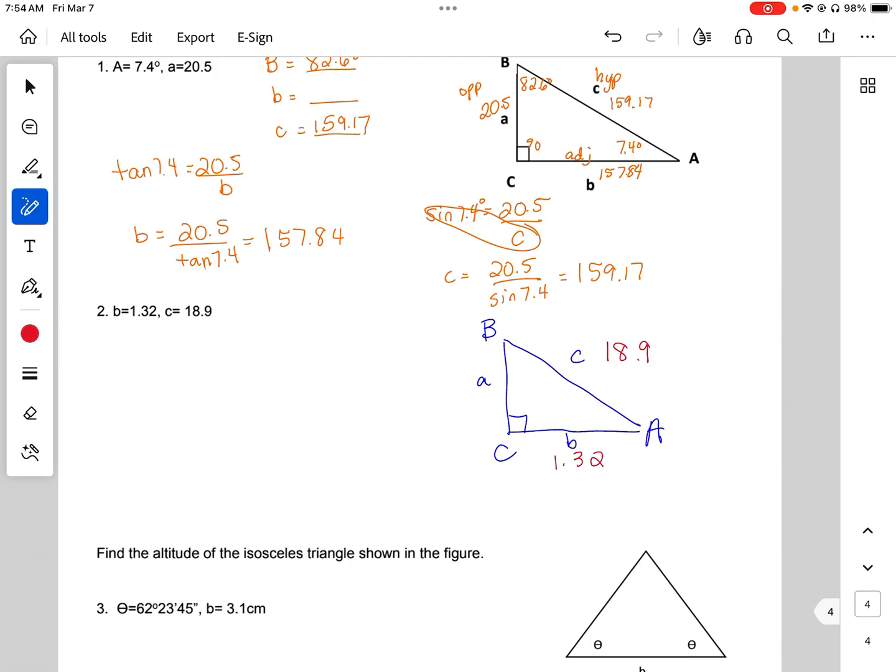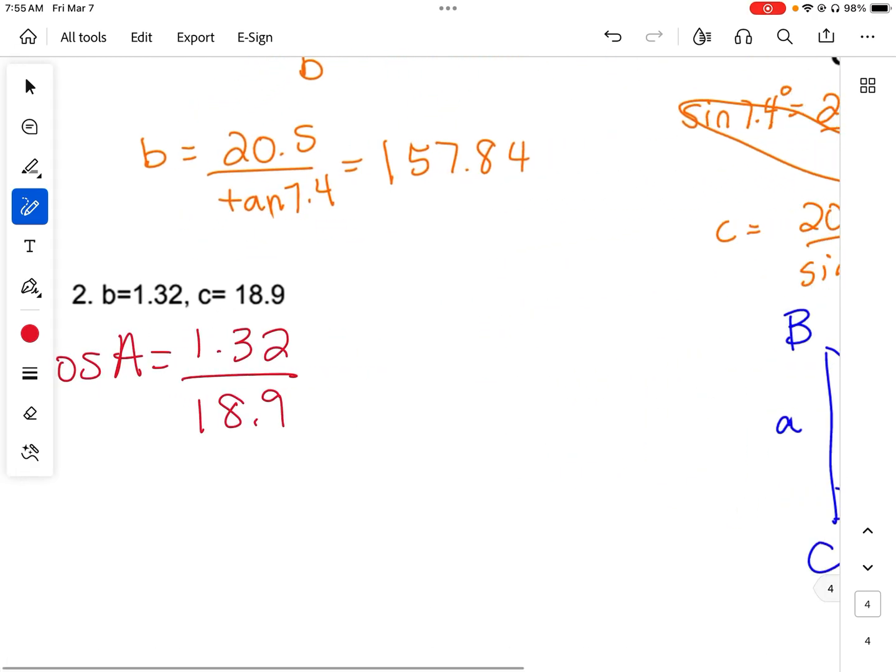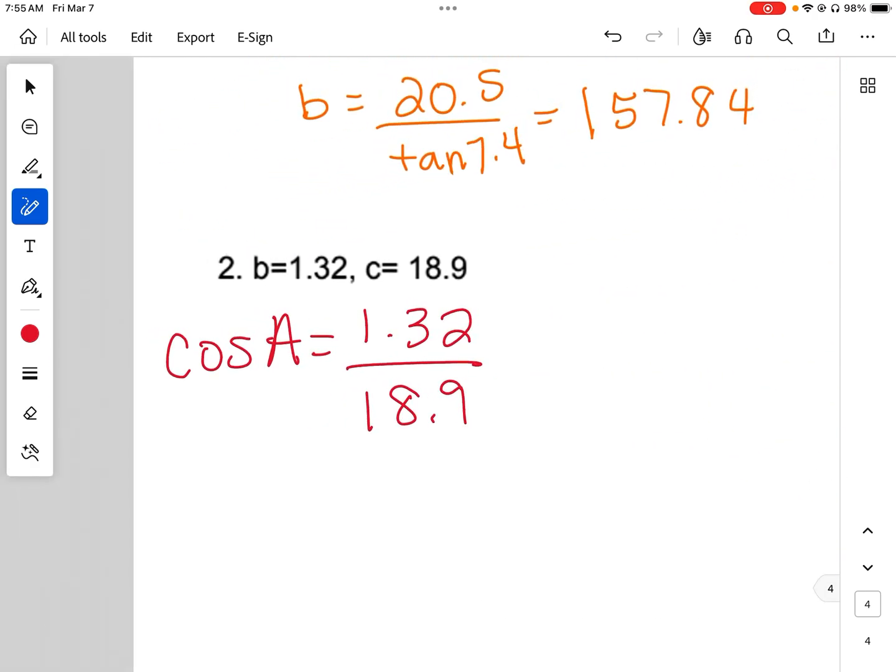All right, so let's find one of the angles. So I know that this is a hypotenuse. And if I'm trying to find A, then I could say that this is adjacent. So the trig ratio that goes with that is cosine. So cosine of angle A equals adjacent 1.32 over 18.9. And we want to be able to find the angle. So the way we do that is using the inverse cosine.